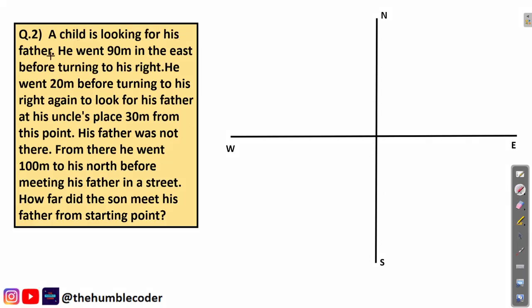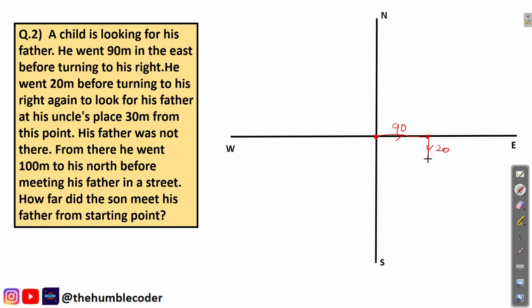A child is looking for his father. He went 90 meters in the east before turning to his right. So suppose the child is at this position now, and he went 90 meters towards the east, and then it is mentioned that before turning to his right. So after reaching this position, he turns towards his right. So this is the right position. He went 20 meters in this direction before turning to his right again.